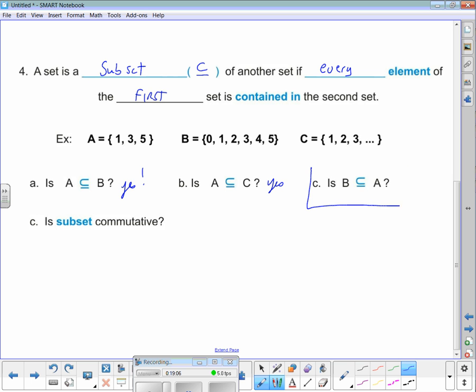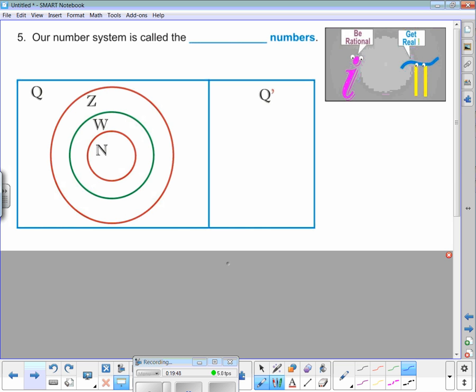I want you to look at C and look at A. A says, is A a subset of B? C says, is B a subset of A? Hey, you know what we're looking for right now? The idea of commutative. All right, let's look at B. Is every member of B in A? Is 0 in A? No. Oh, well, that's it. We don't even have to look any further. If one thing's not in the other, it's not a subset. And the answer to that one is no. So, is subset commutative? No. Subset is not commutative. All right, last thing, last page here.